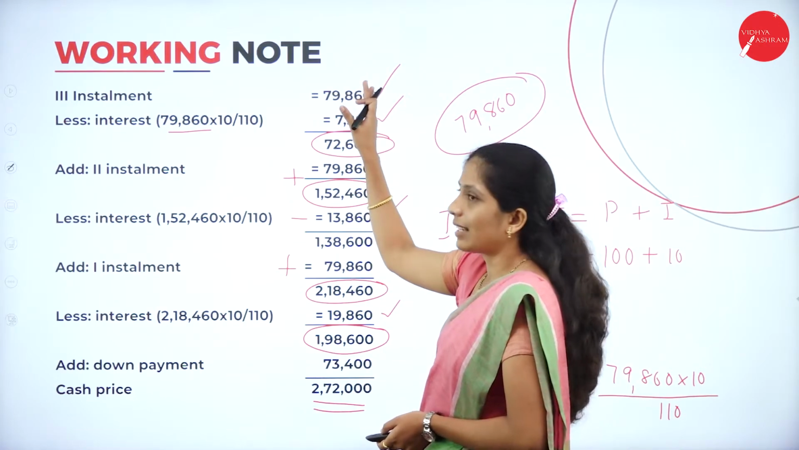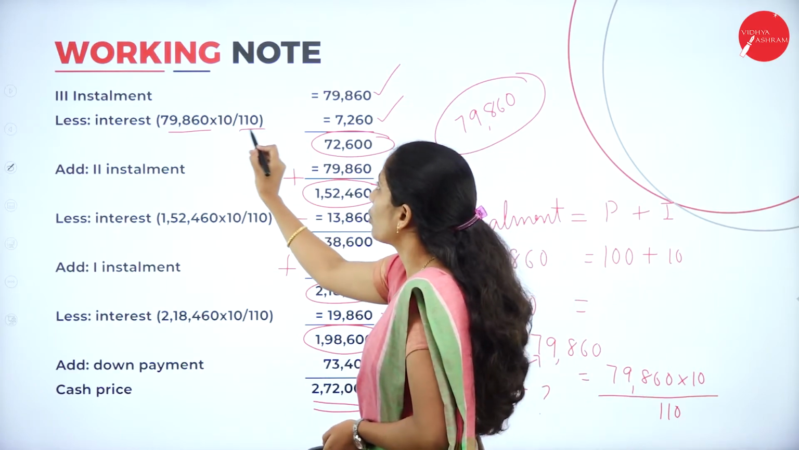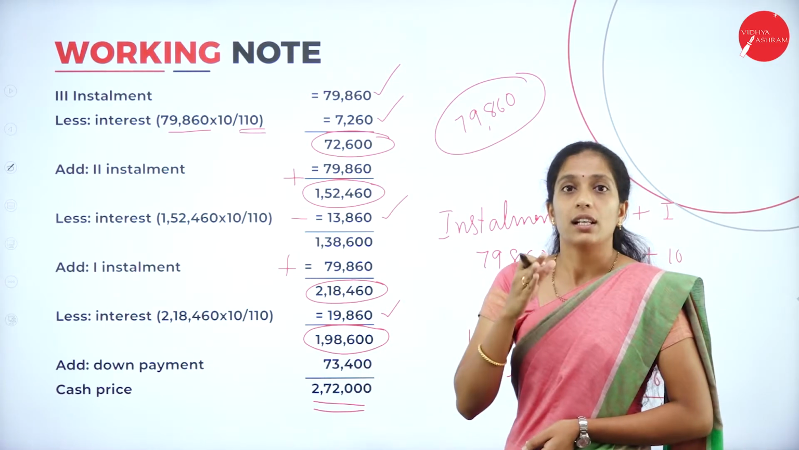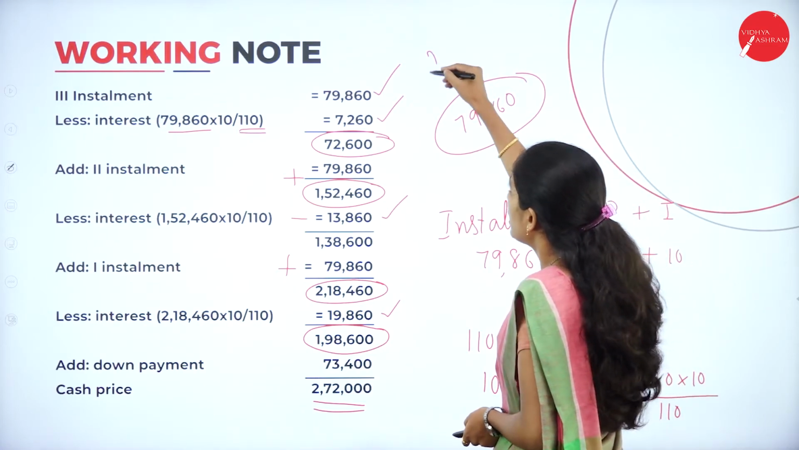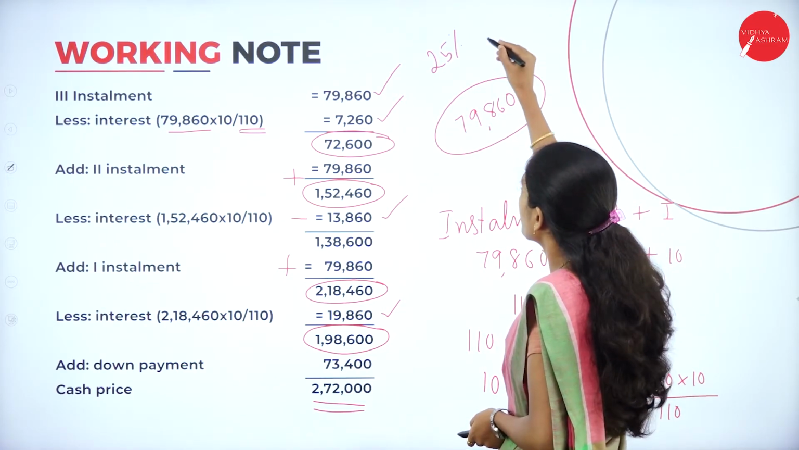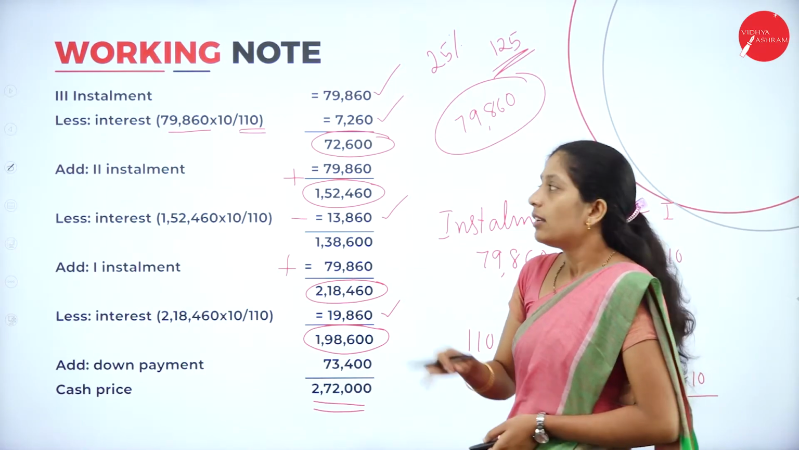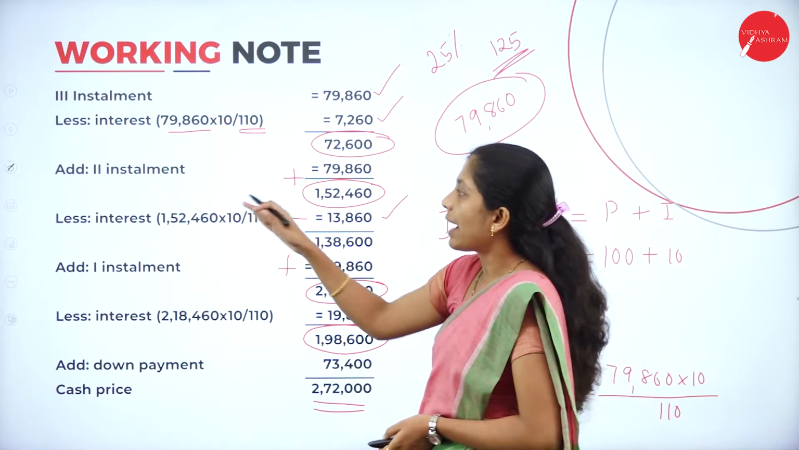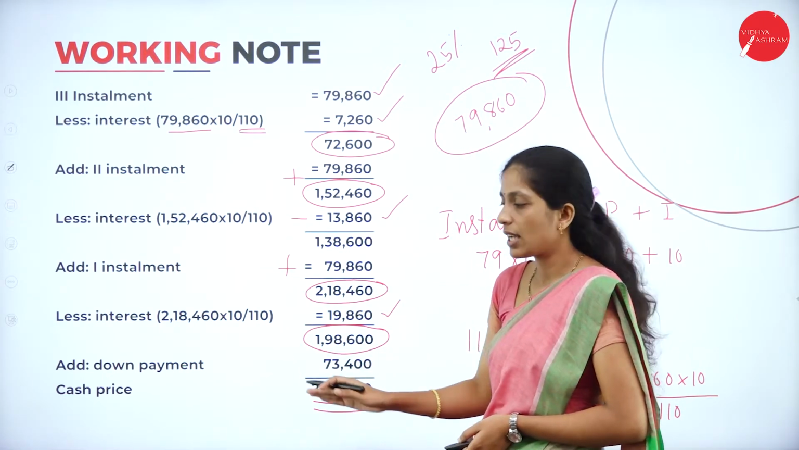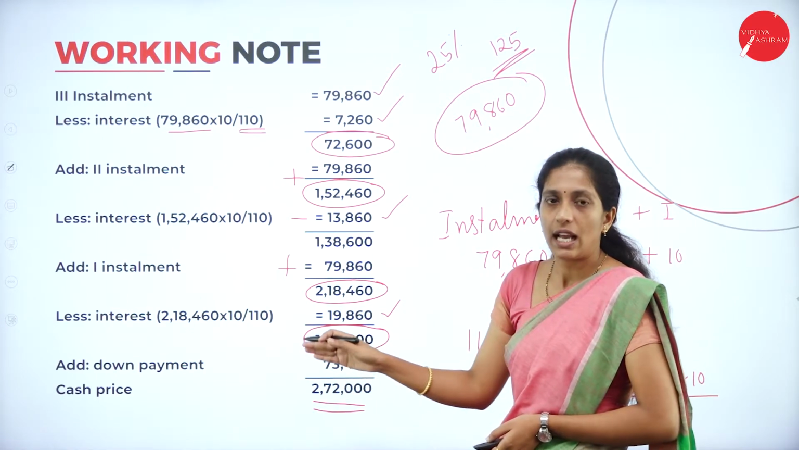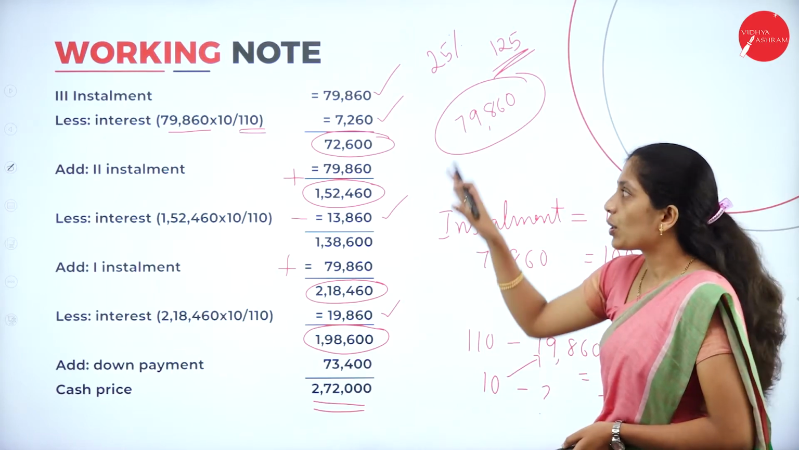First we have to take the last installment less interest, and we are going to divide it with 110 because it is inclusive of interest. Suppose the rate of interest is 25%, then we are going to divide it with 125. Clear? So less interest, then add second installment, less interest, add first installment, less interest, then we'll get the amount payable. Add down payment, and we'll get the cash price of the asset. So we are done with this.